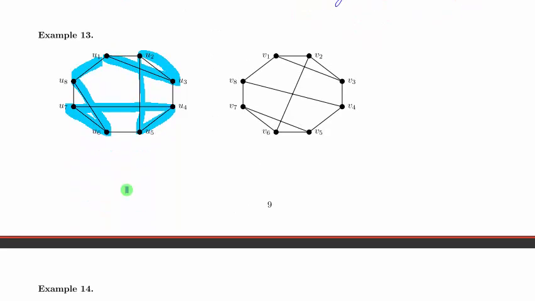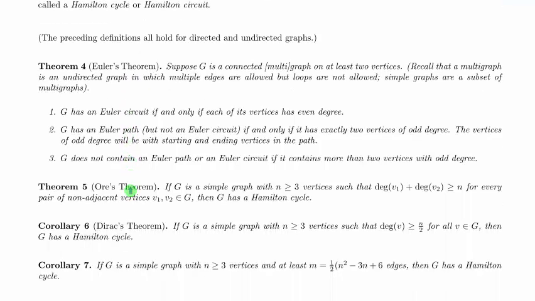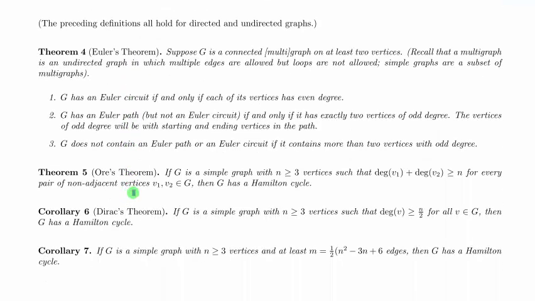So let's go down and look at a few more theorems and some other examples related to Hamilton and Eulerian paths and circuits. Euler's theorem says that if we have a connected graph with at least 2 vertices, multigraph is an undirected graph in which multiple edges are allowed but no loops, and simple graphs are a subset of the multigraphs. And so this theorem applies to our simple graphs, which is generally the context in which we're going to be working. But as long as it's connected, then this theorem holds.